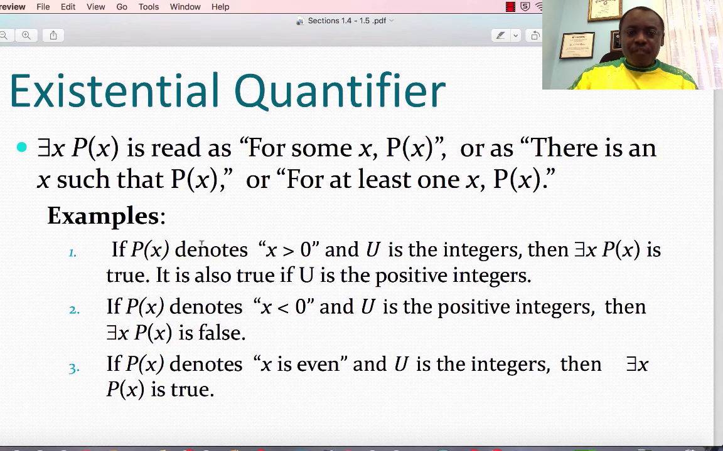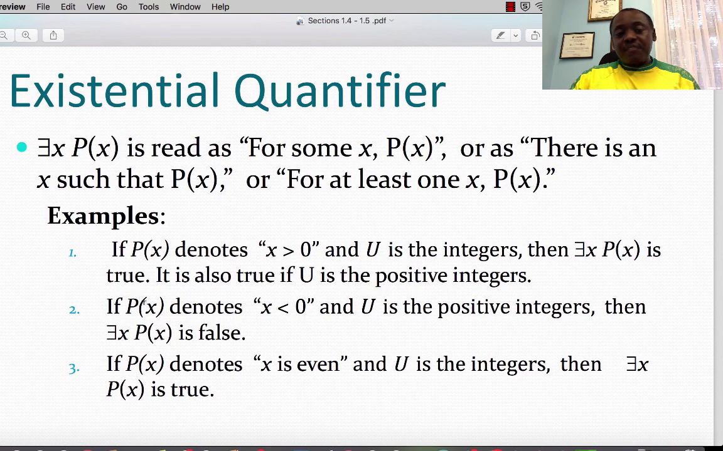One. Let P of X denote X is greater than 0 and U is the set of integers. There exists X, P of X. When will this be true? If I can find one single integer that is greater than 0. Does it exist? Of course. 5. 5 is greater than 0. So there exists X, P of X is true. Even if I change the domain to the set of positive integers, it's still true.